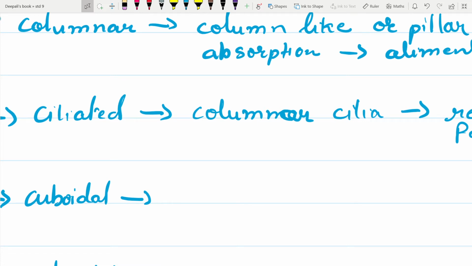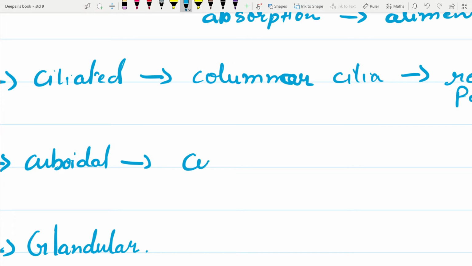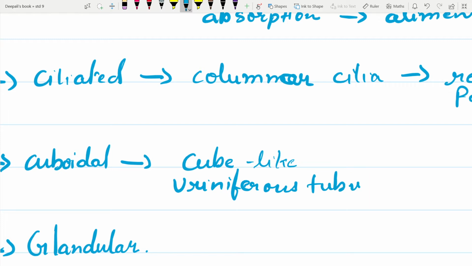Then we have the cuboidal. They are epithelial cells in the shape of a cube and they line the delicate uriniferous tubules. These are the different body parts in kidneys. And they provide mechanical support.